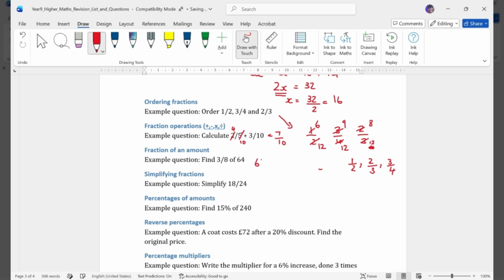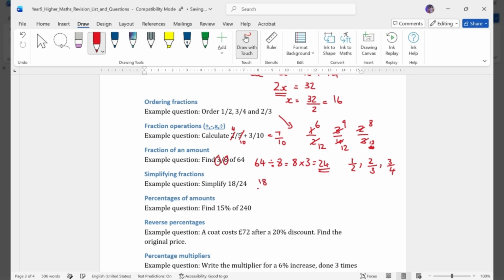Finding fractions of an amount, take the amount that you're finding the fraction of, split it into the bottom number of pieces. So in this case, split it into 8 pieces. So each part is 8, but we actually want 3 parts. So 8 times 3, which is 24. Or what we would say, divide by the bottom, times by the top.